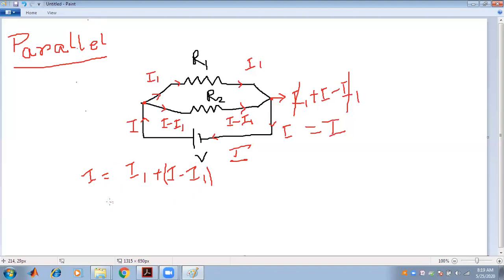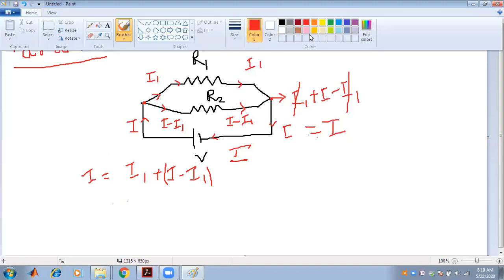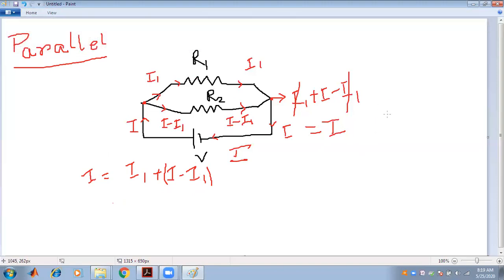So let us take an equivalent circuit. Just take an equivalent circuit of voltage V, and I is flowing, and the equivalent resistance R EQ, and the same amount of current I is routed back to the voltage source. So we can write I equal to V by R equivalent.